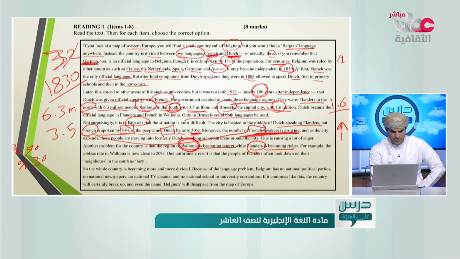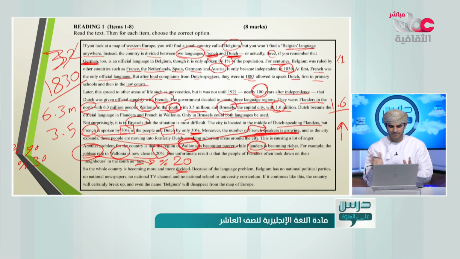For example, the jobless rate in Wallonia is now close to 20%. One unfortunate result is that the people of Flanders often look down on their neighbors in the south as lazy. So the whole country is becoming more and more divided because of the language problem.